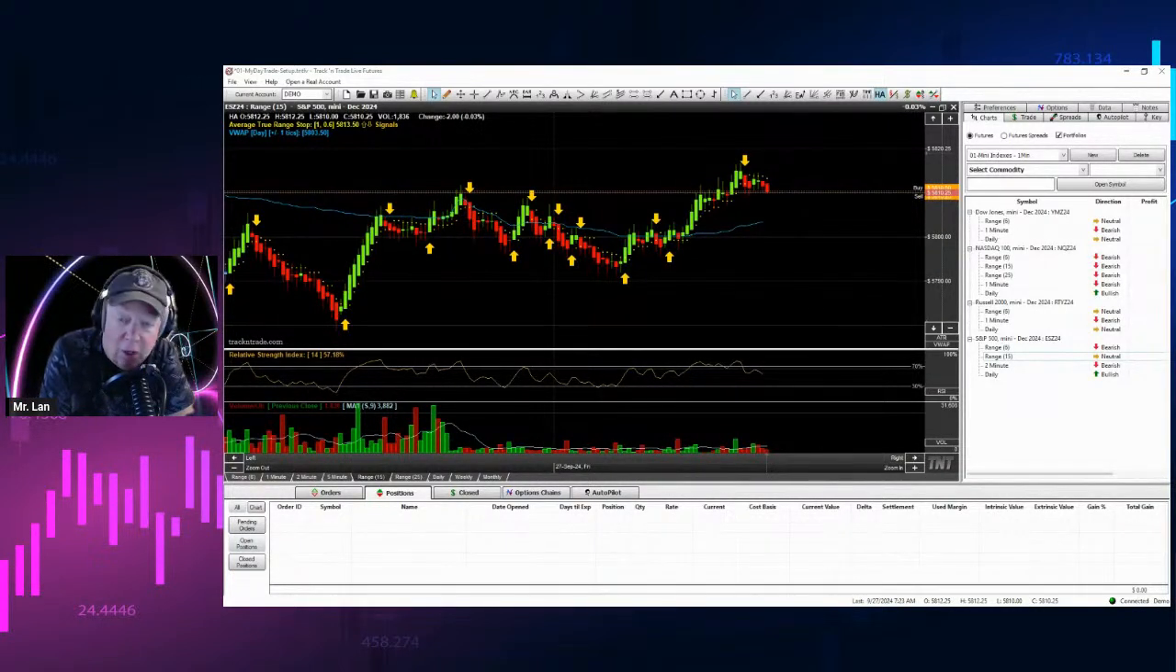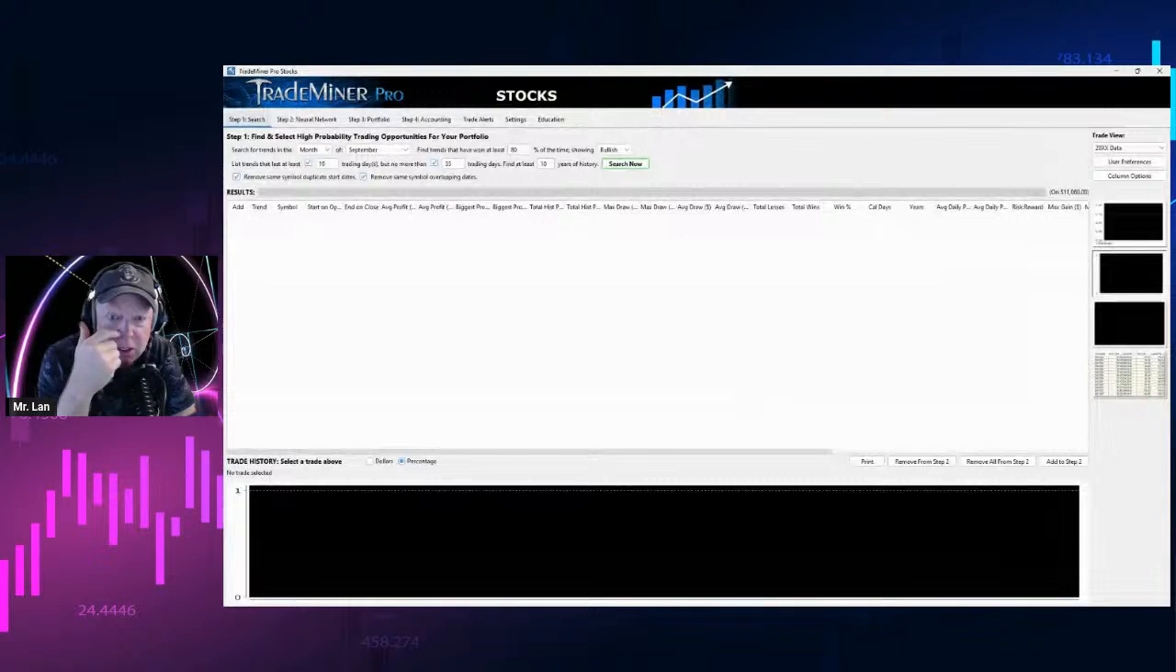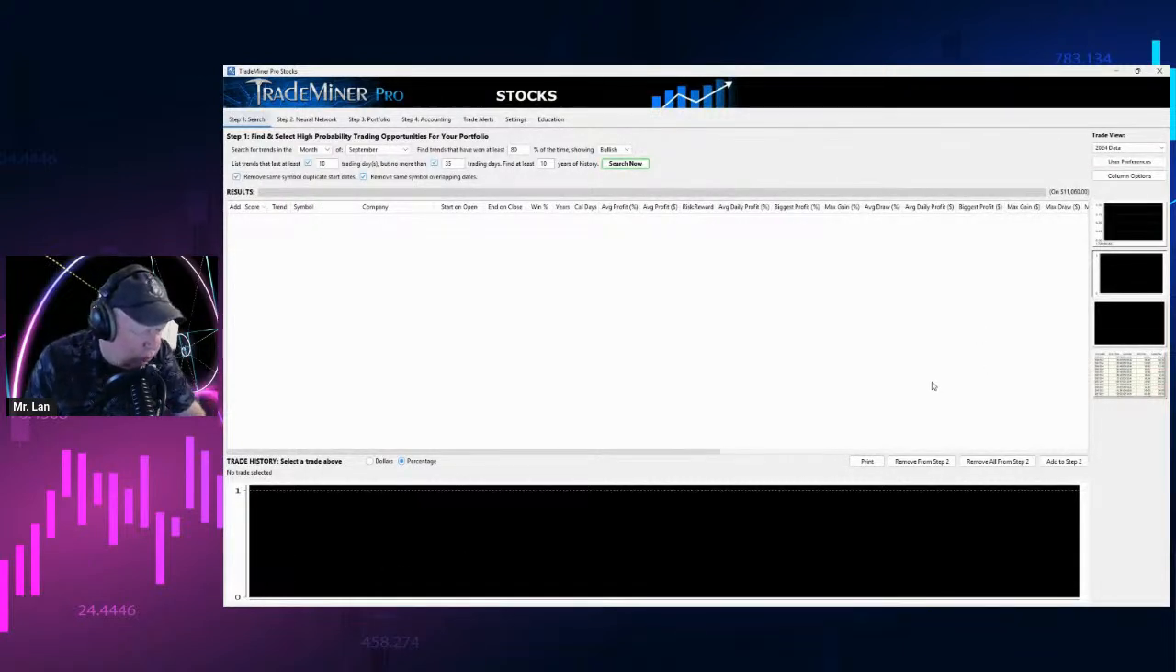We're getting ready for the opening bell here in the futures market. We've got a good day today. We're going to go through and do Trade Miner. Let's not forget about Trade Miner. We forgot about it for the last week simply because we've been working so hard on options. Trade Miner is the tool that we use for seasonal trades.